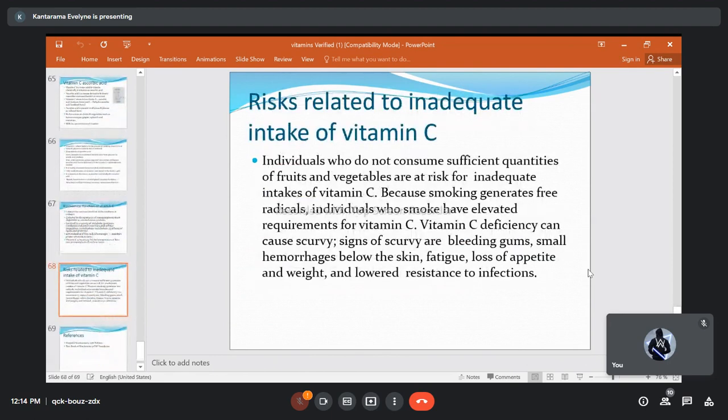Risks are related to inadequate intake of vitamin C. Individuals who do not consume sufficient quantities of fruits and vegetables are at risk for inadequate intake of vitamin C. Because smoking generates free radicals, individuals who smoke have an elevated requirement for vitamin C. Vitamin C deficiency can cause scurvy. Signs of scurvy are bleeding gums, small hemorrhages below the skin, fatigue, loss of appetite, weight loss, and lowered resistance to infections.